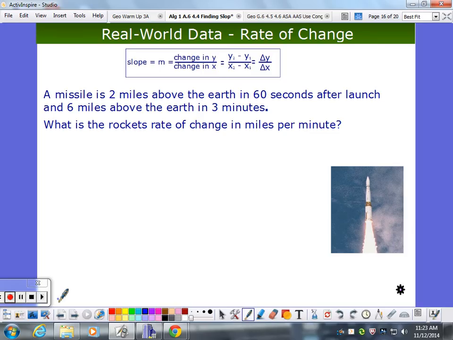And now we come to rocket science. Oh, that ain't rocket science. Yes, it is. This is rocket science.